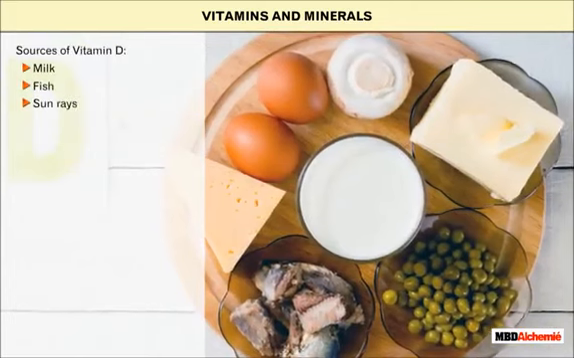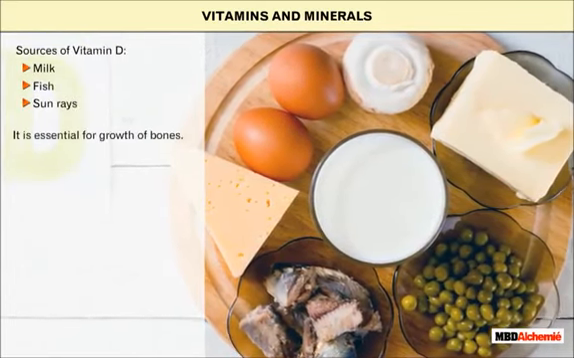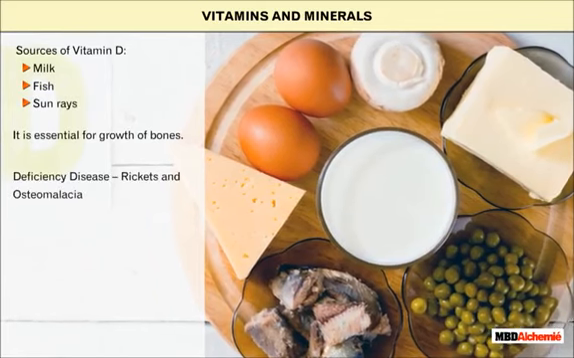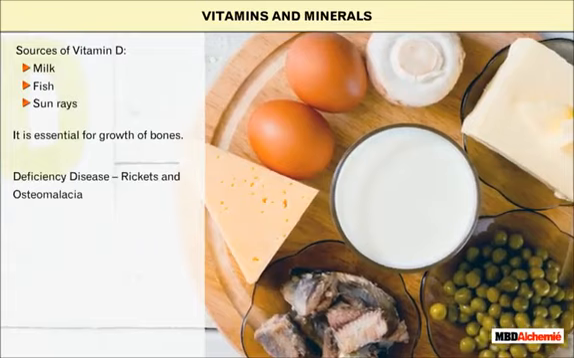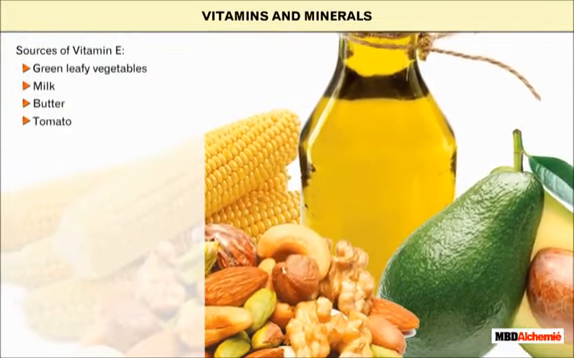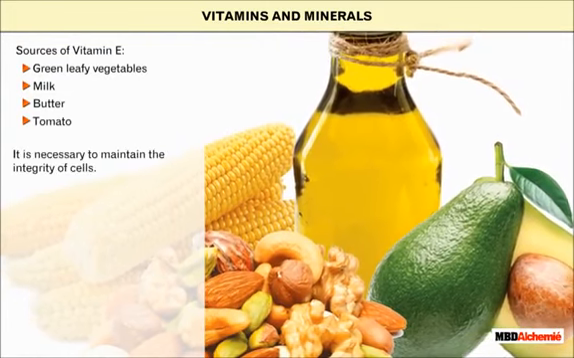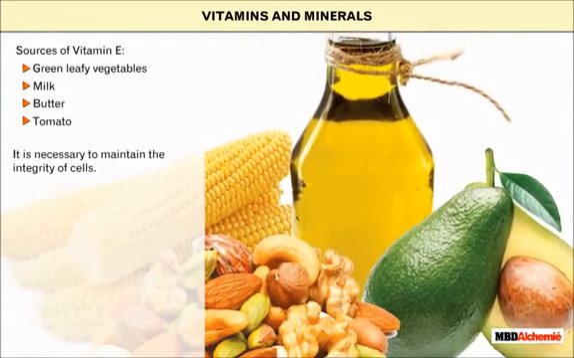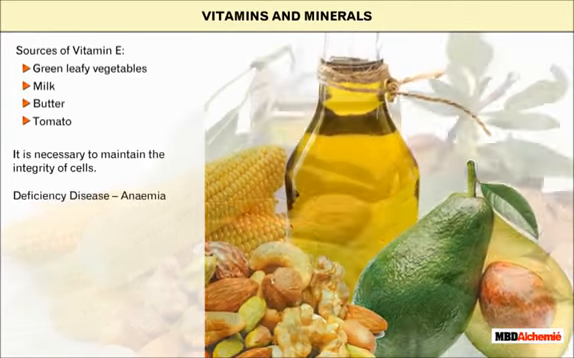Milk, fish and sun rays are good sources of vitamin D. It is essential for growth of bones. Deficiency of vitamin D causes rickets and osteomalacia. Green leafy vegetables, milk, butter, tomato, etc. are good sources of vitamin E. It is necessary to maintain the integrity of cells. Deficiency of vitamin E causes anemia.